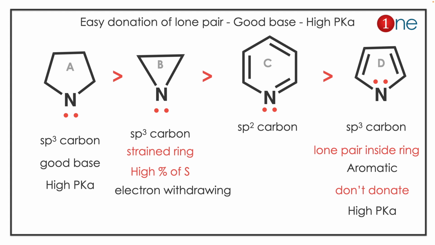If you think between C and D, in D the lone pair is involved in the delocalization, so it won't give the electron at all. Otherwise you lose the aromaticity to gain the basicity. So pyrrole will come last, reduced pyrrole will come first. Here the concept you have to learn is, the easier the donation of the lone pair, the higher will be the pKa value.